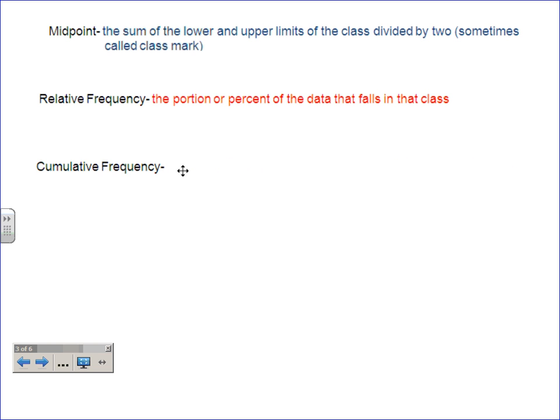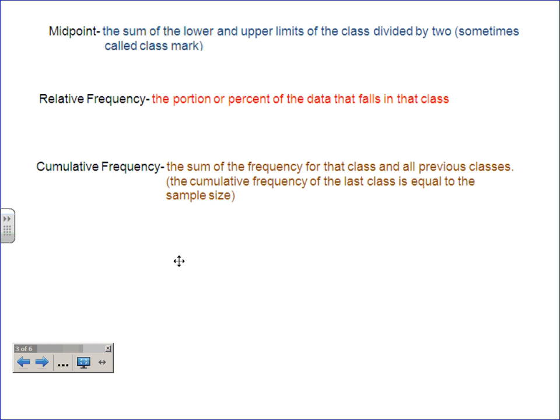So basically, it's the sum of the frequencies for that class and all previous classes. You just add them up. So it makes sense that the cumulative frequency of the last class is equal to the sample size, because if I keep adding them all up, shouldn't it be the end? Pretty straightforward, but I want to make sure that you've seen those words. It's very similar to the chart we just had, except you keep adding the ones before it. And we're going to do something that deals with those right now, just so that you can see it.